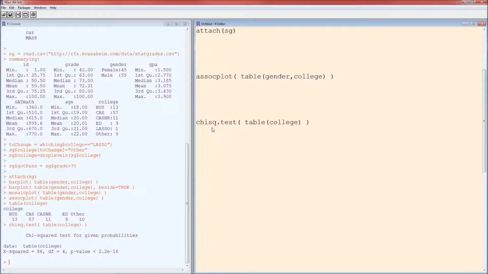Notice it's just chisq.test, that's the function. Inside the function, you give it the table, and since we're examining college, it's going to be the table of the college. The test statistic is 86, and the p-value is less than alpha, so we reject the null hypothesis. The proportion of students in each of the five colleges is not the same. And I know that's really not surprising. It's also not surprising given what reality tells us.